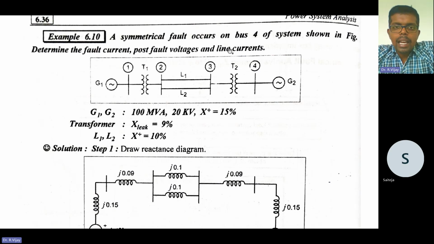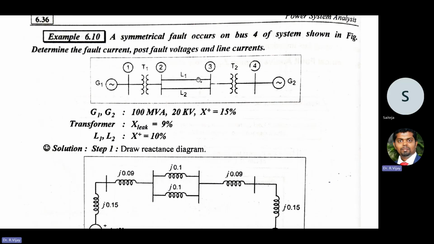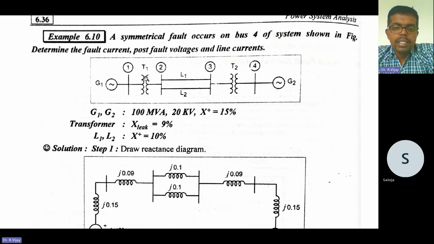As we have seen in the previous formulation, we need to solve this problem. In this problem, there are two generators and four buses. After the first bus, transformer 1 is there. After that, again, there are two transmission lines, like overhead transmission lines.